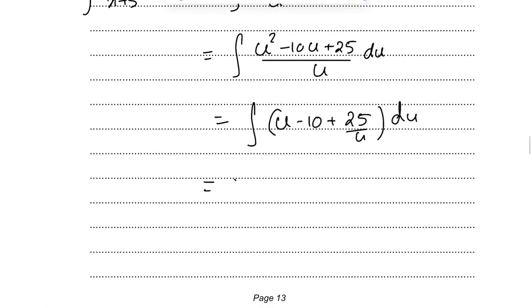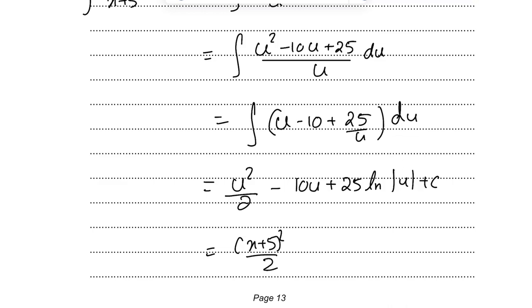So it becomes u square upon 2 minus 10u plus 25 ln u plus c. So it becomes x plus 5 whole square upon 2 minus 10 times x plus 5 plus 25 times ln of x plus 5 plus c. That's going to be the answer.